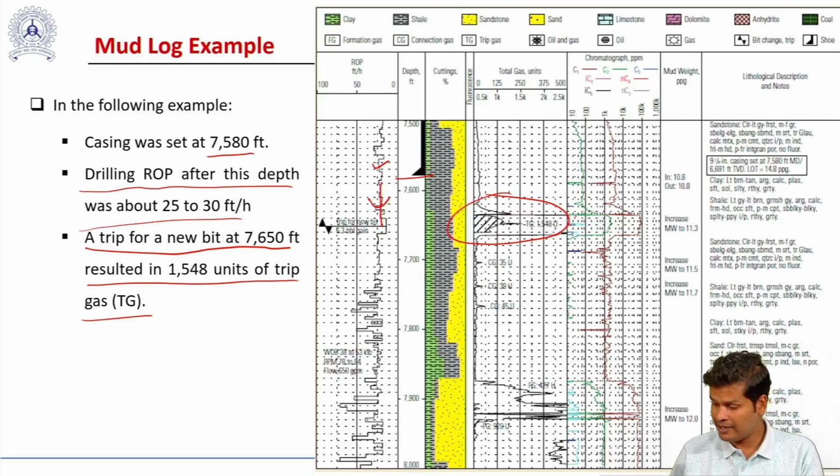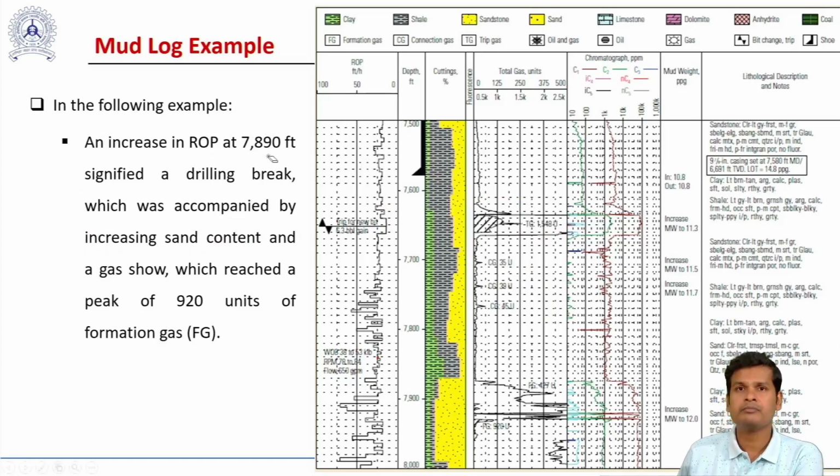So this is not a gas show from a hydrocarbon reservoir, and you can see in this figure it is mentioned as trip gas. We can also see at 3 other locations connection gas. So when a pipe connection was made, some gas was momentarily introduced inside the drilling fluid. As soon as the drilling was started, no more gas was introduced. So small peaks of gas during the connection of a new pipe are mentioned here in this mud log. So this is not an indication of a hydrocarbon or gas bearing formation.